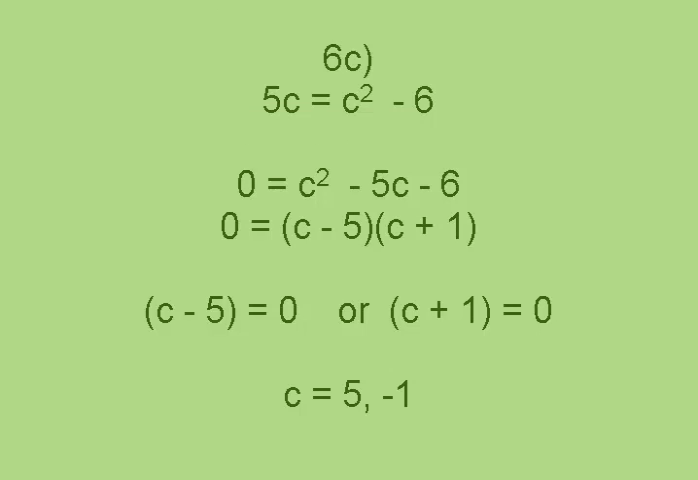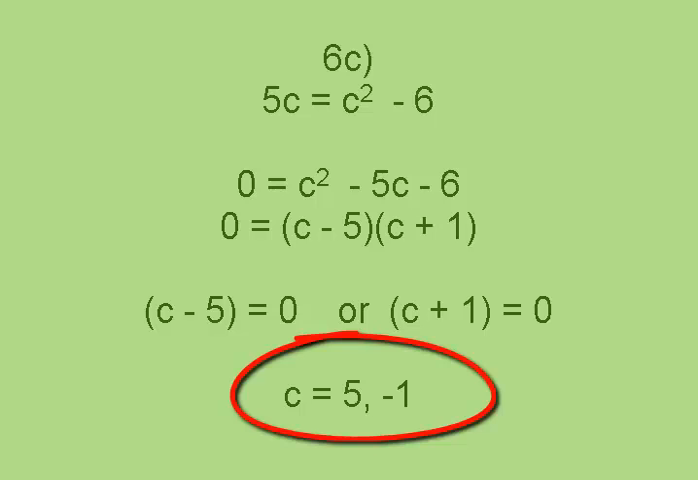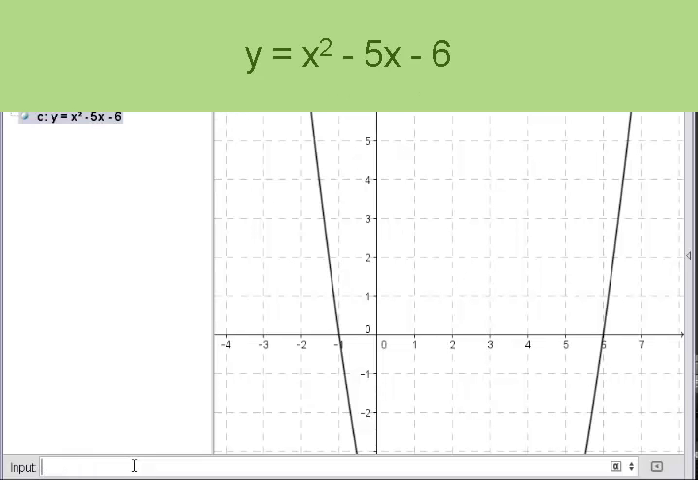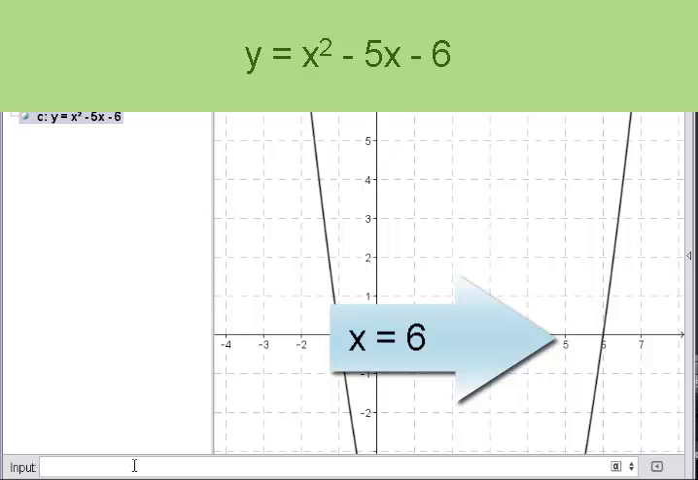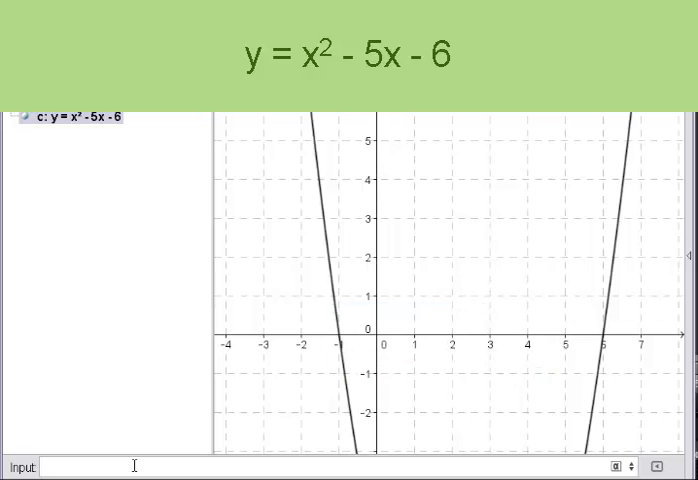This question isn't ready to factor yet. You must make sure that everything is equal to 0. So here I have reworked the equation so that c squared is positive and all the other variables and terms are on the same side as the c squared. By graphing in GeoGebra, we can also find the x-intercepts, and the x-intercepts are also at -1 and 6. Those two values make the y value equal to 0.